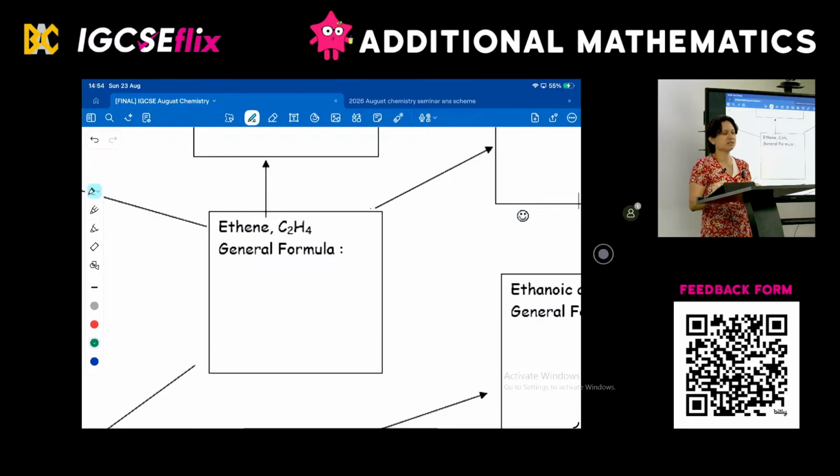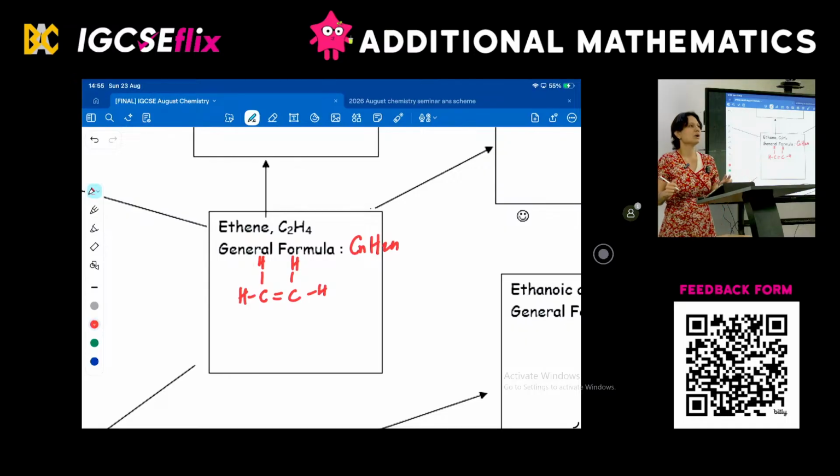Now we start with the middle. Why do we start with the middle? Because ethene is the most reactive. Why is ethene most reactive? Because ethene has carbon to carbon double bond. It is unsaturated. Unsaturated is always reactive. What's the general formula? CnH2n. Correct or not? Okay, let's draw ethene. C double bond C, hydrogen, hydrogen, hydrogen, hydrogen.